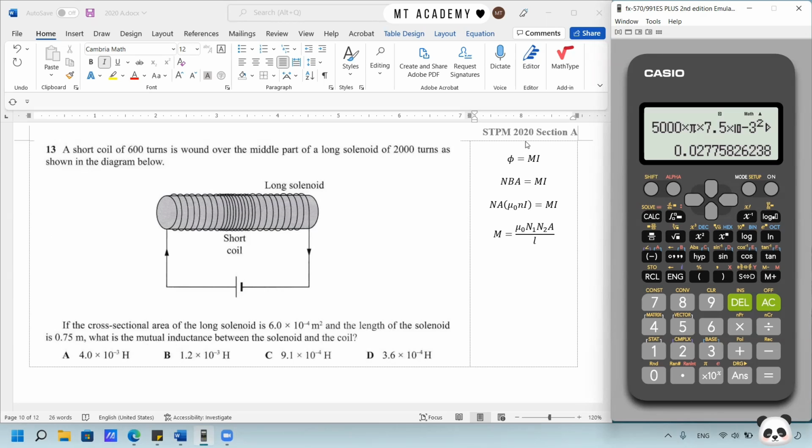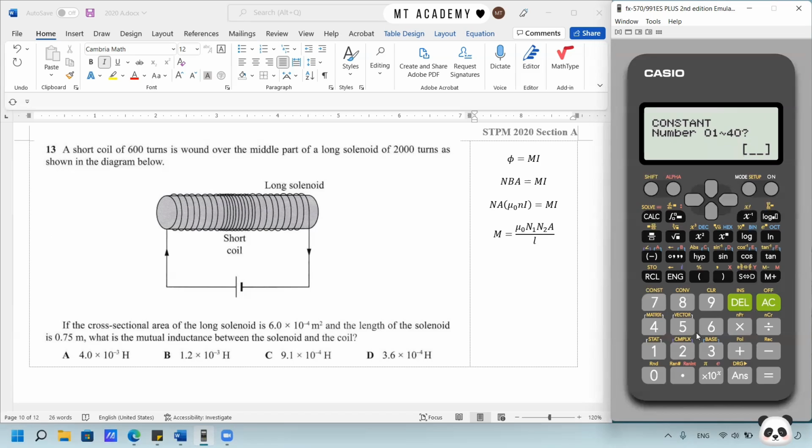Remember that flux is equal to M i and it is also equal to NBA. And again, we will apply the formula of the magnetic flux density inside the solenoid as mu naught N i. So the final expression of the mutual inductance is mu naught N1 N2 area divided by the length. All the information is given, so just key it in and we can solve this question.